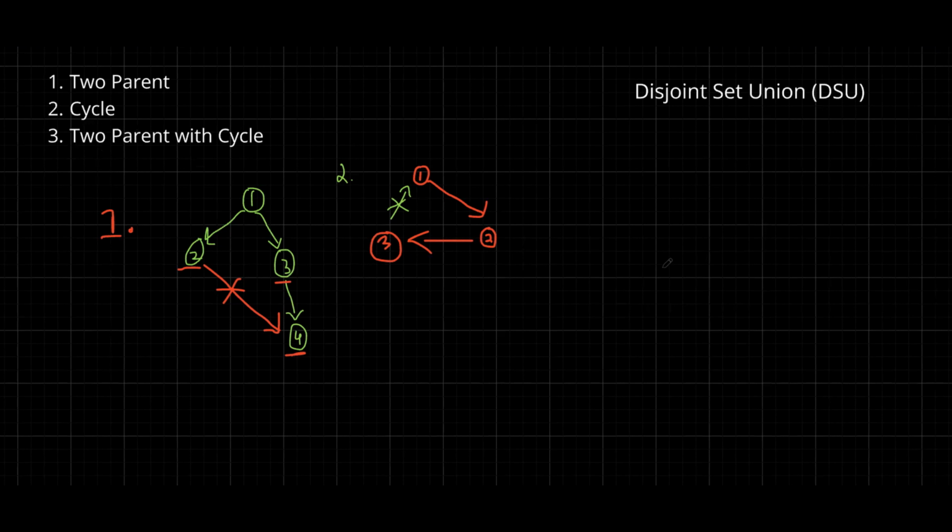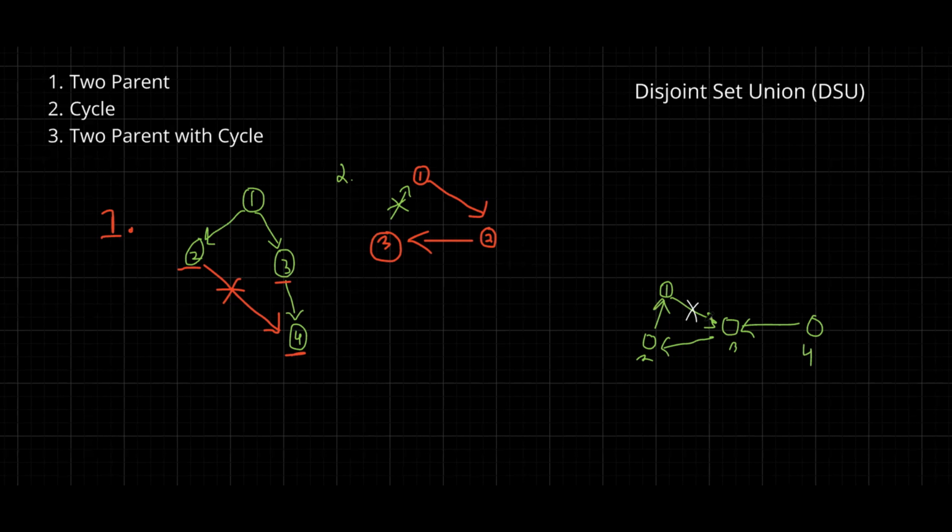Another case will be two parents with a cycle. So how can we solve these issues? Suppose this is the cycle and this node has two parents. Suppose it is 1, 2, 3 and 4. Now node 3 has two parents. One is 1 and another is 4. So here, if we remove this edge between 1 and 3, the graph will become a tree.